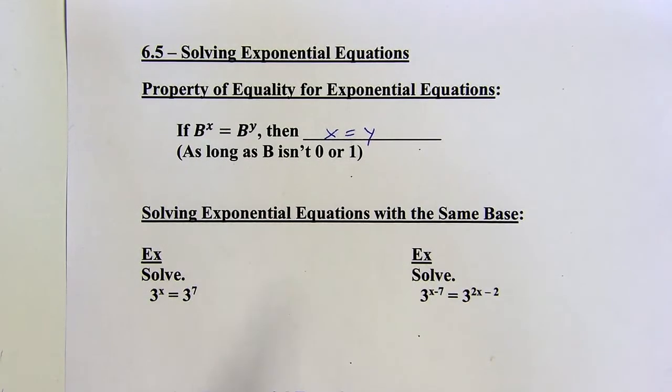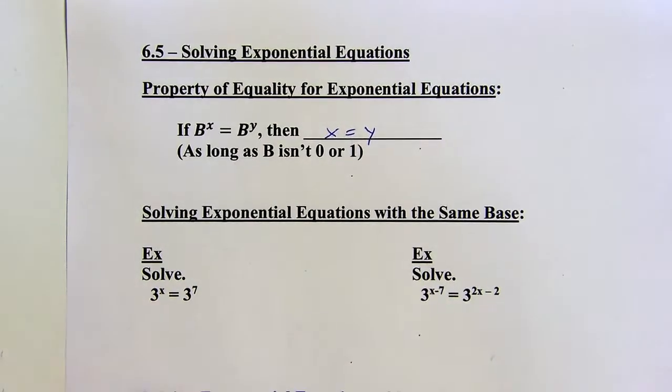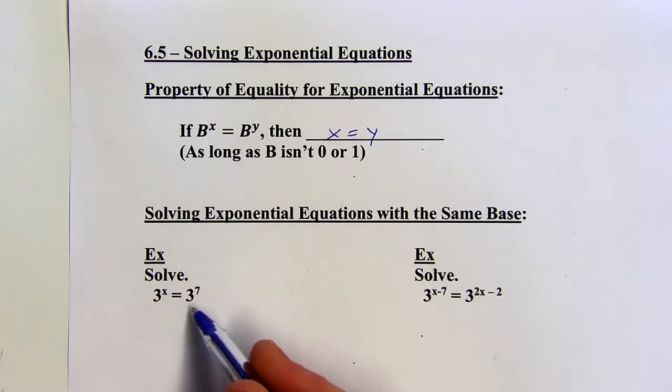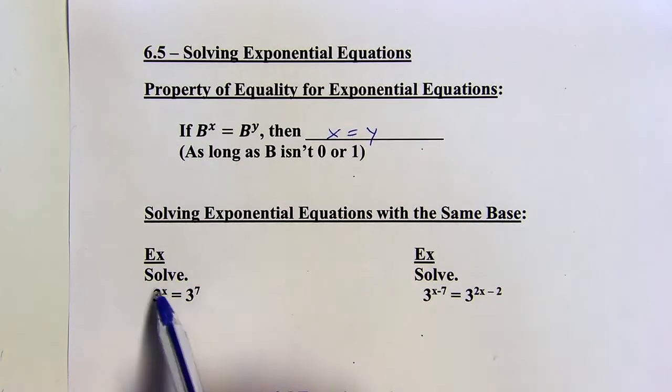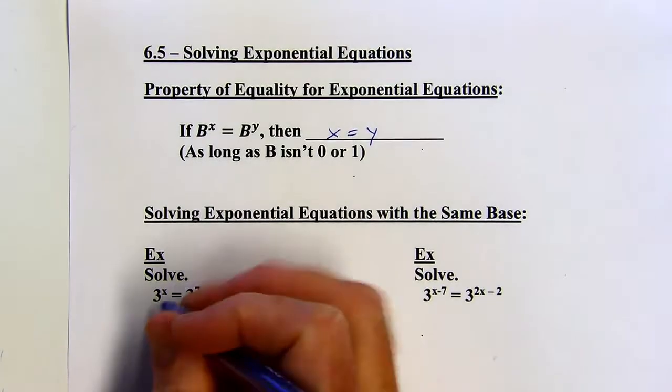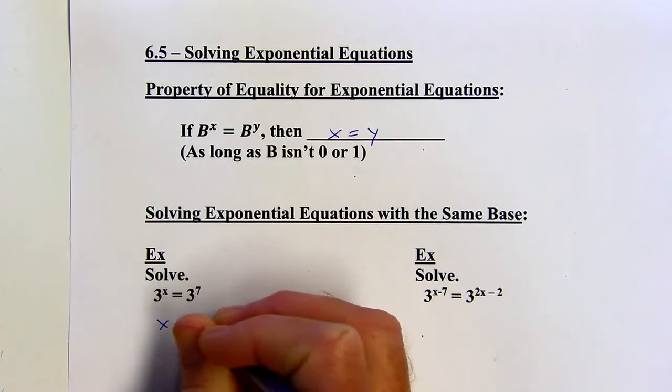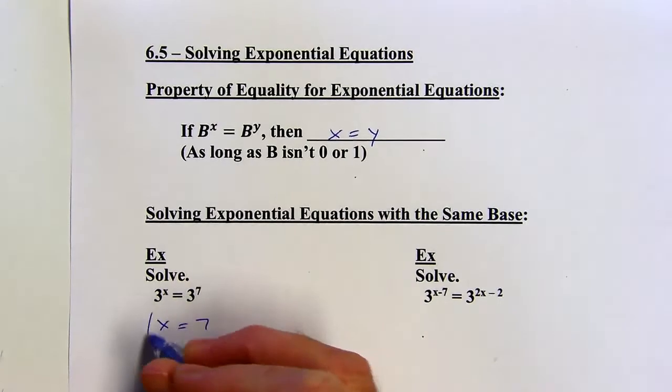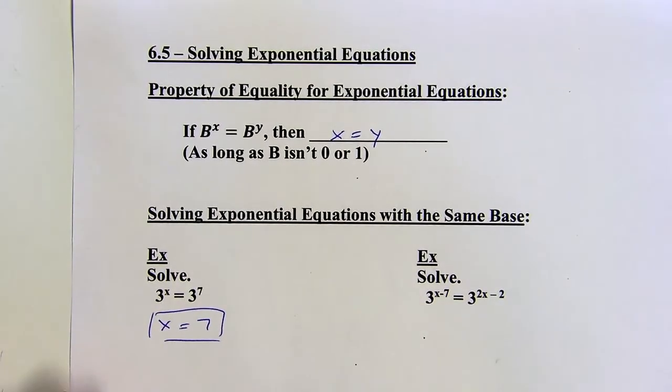So that brings us to these examples, because now we can solve these. They do have the same base on both sides. So 3 to something equals 3 to something else. Well, that means the something and the something else have to be equal to each other. So I can set x equal to 7. And hey, I just solved that, right? 3 to the 7th is going to equal 3 to the 7th, whatever that is, right?